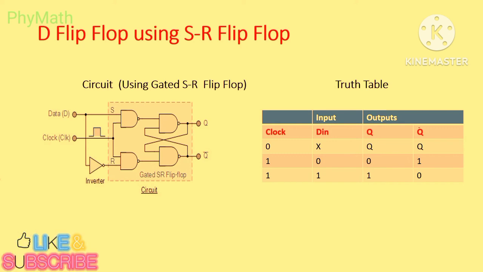If clock equals 0, then our inputs will be in don't care conditions and our outputs, that is Q and Q bar, will remain as they are, meaning they will be in no change condition.